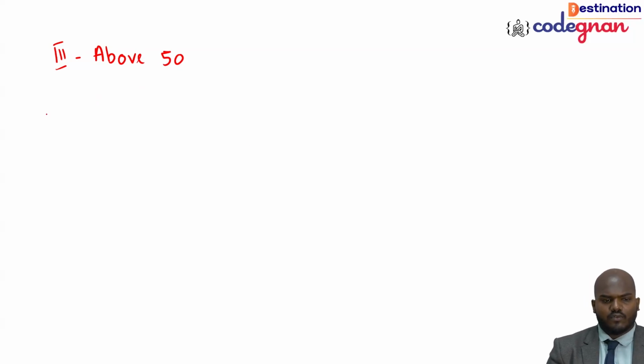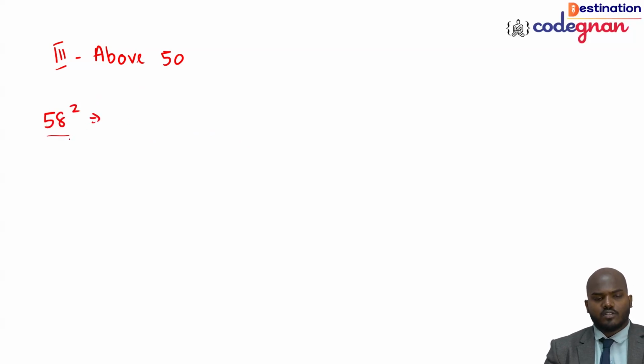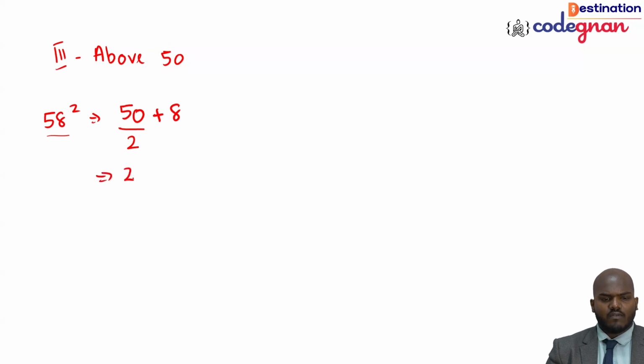I'm taking the value 58 squared. That is 50 plus 8. In this one you need one more step from the previous one: take 50 by 2, which is 25. Then 25 plus 8 gives 33.